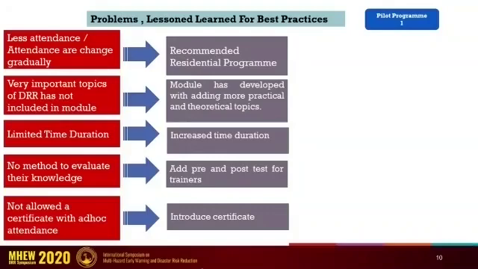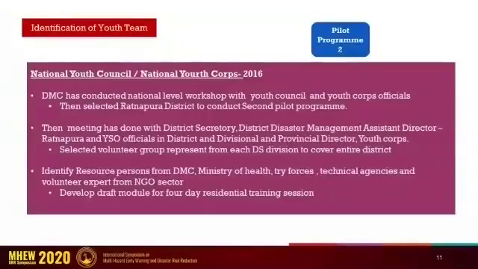We tried to change this module, and we added several important topics for the second module. We also increased the time duration, and another important thing is we added a pre-test and post-test for the trainers to evaluate this program. And we also introduced certificates for the second program.